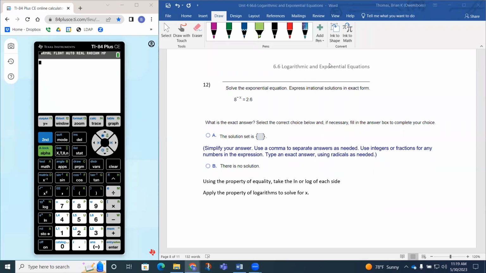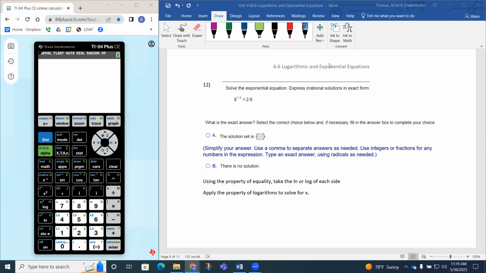So question 12 says solve the exponential equation, express irrational solutions in exact form. So if 8 to the negative x equals 2.6. So again, notice how x is probably not going to be a friendly number because the right-hand side is 2.6. So how do we go about doing this algebraically?